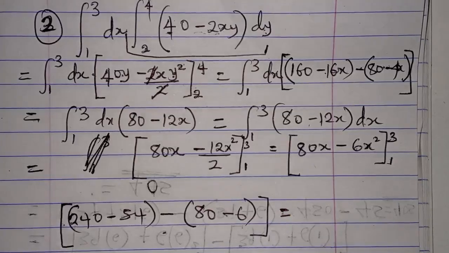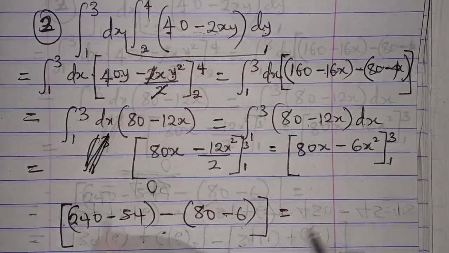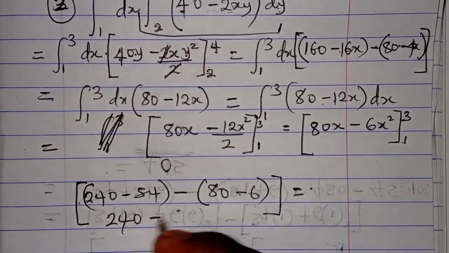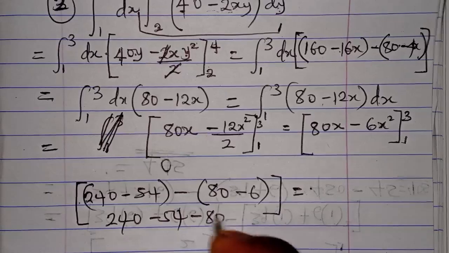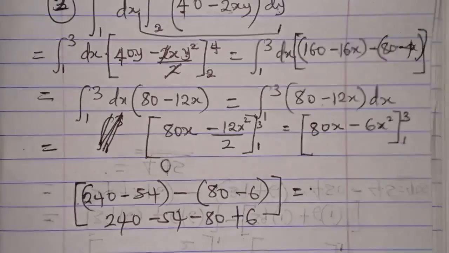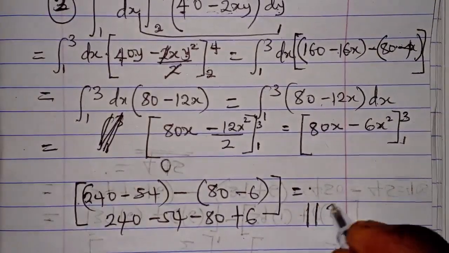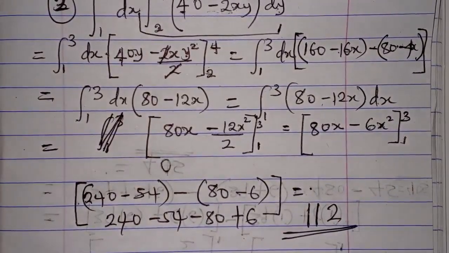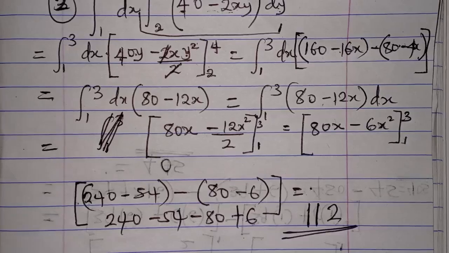Okay, let's evaluate this. This is actually the same thing as saying 240 minus 54 minus 80 plus 6. 240 minus 54 minus 80 plus 6 is 112. That's the value of the integral, the double integral.